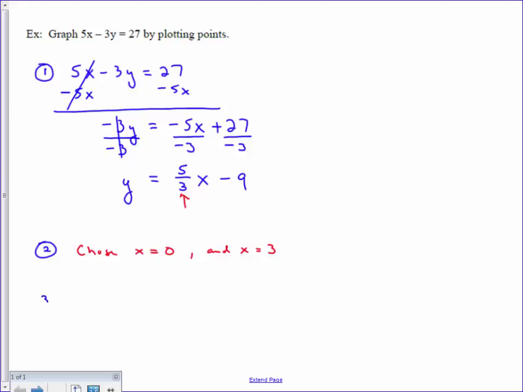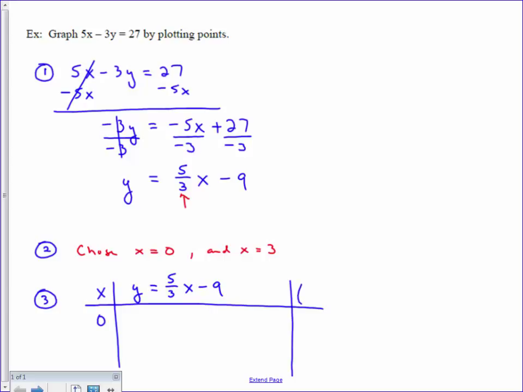Now we will create our chart by using the x values that we chose and then plugging into the equation that we have solved for y. The result will be an ordered pair. If we plug in 0, we're going to get y equals 5/3 times 0 minus 9. 5/3 times 0 is 0, and so the result here would be negative 9. Be sure to put these two values in an ordered pair. The x was 0, the y was negative 9.